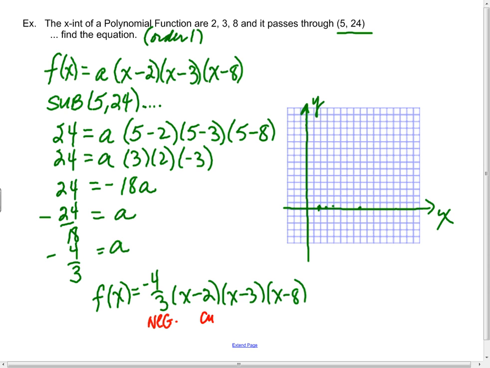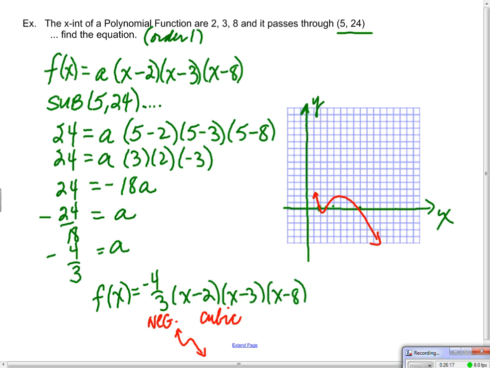And this is a cubic. So I know basically, just like a line, my cubic, when it's negative, is going to look like that. And it's going to pass through each one of those x-intercepts. So it's going to do that. It is going to pass through. I know that my graph is off scale because I do know that the point is (5, 24).